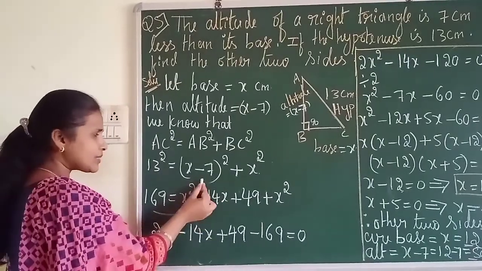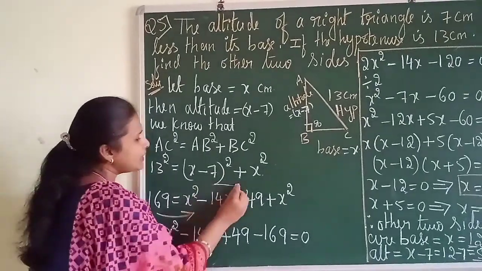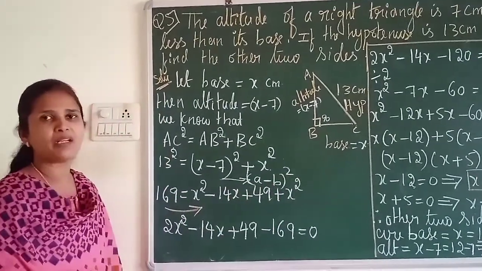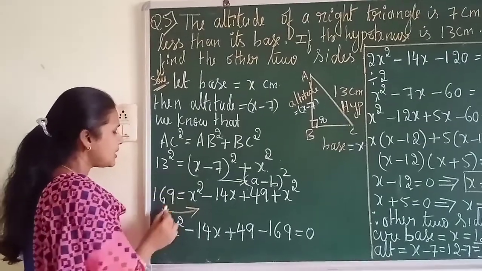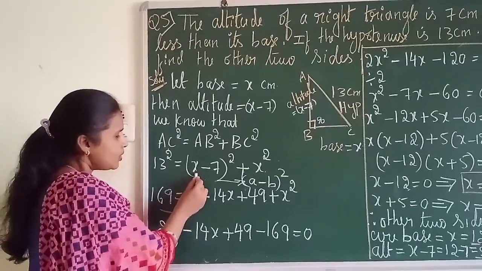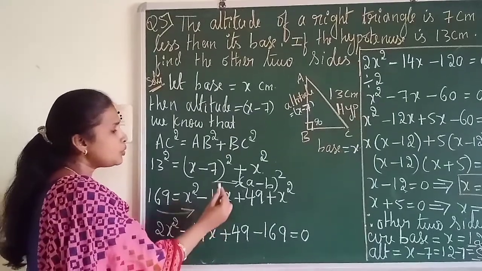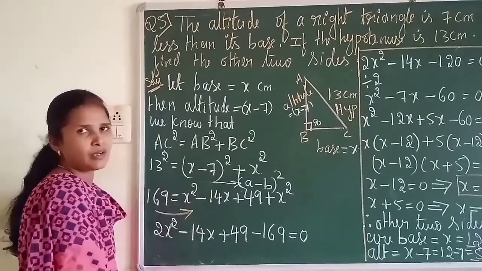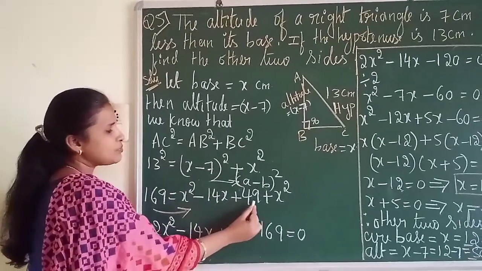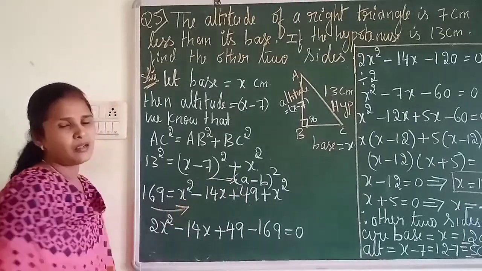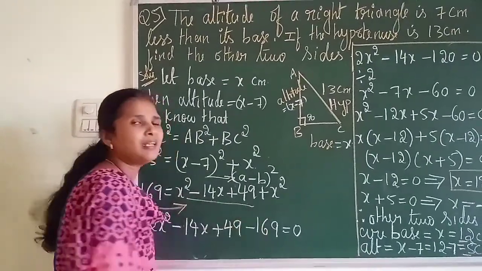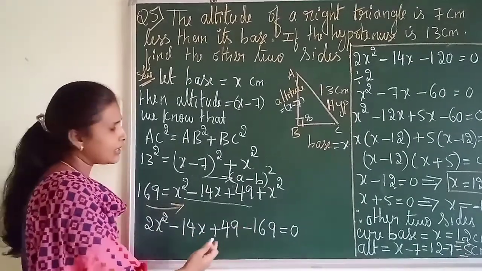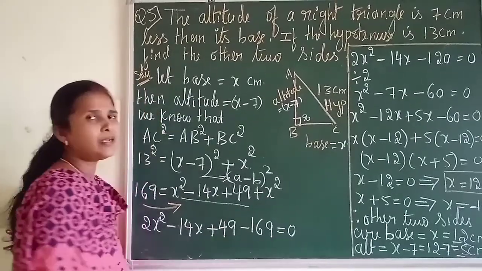Now expand x minus 7 whole square using the A minus B whole square formula. As you know, A minus B whole square is A square minus 2AB plus B square. So 13 square is 169 equals x square minus 2AB. 2 into A, A is x and B is 7. 2 7s are 14x plus B square, 7 square, that is 49. So children, this part you have to calculate in your mind. Don't write it in expanded form, as it takes time again. So plus x square, as it is.